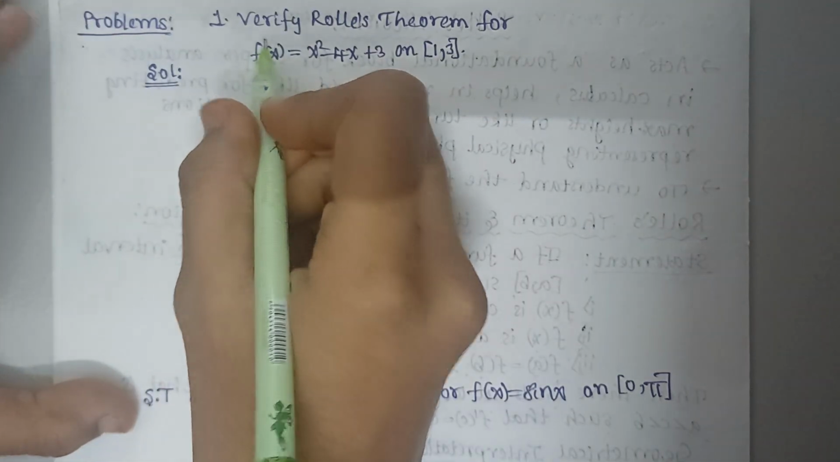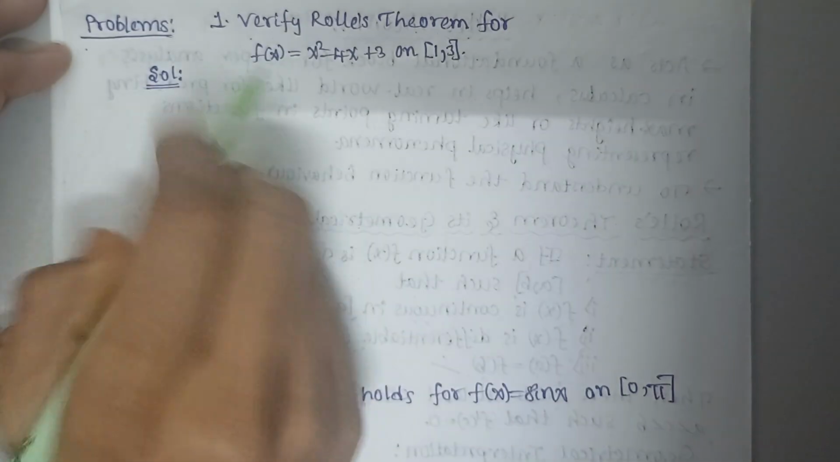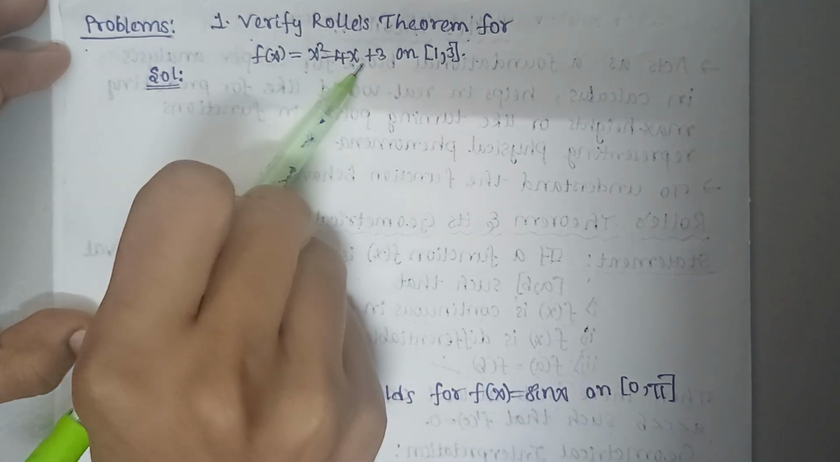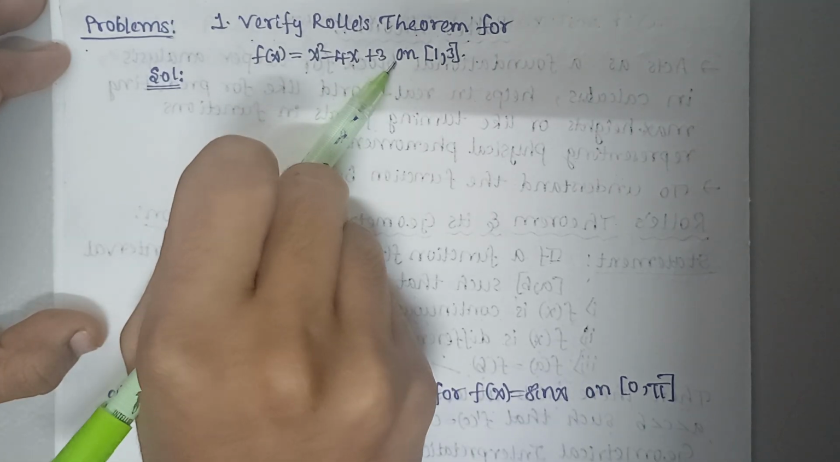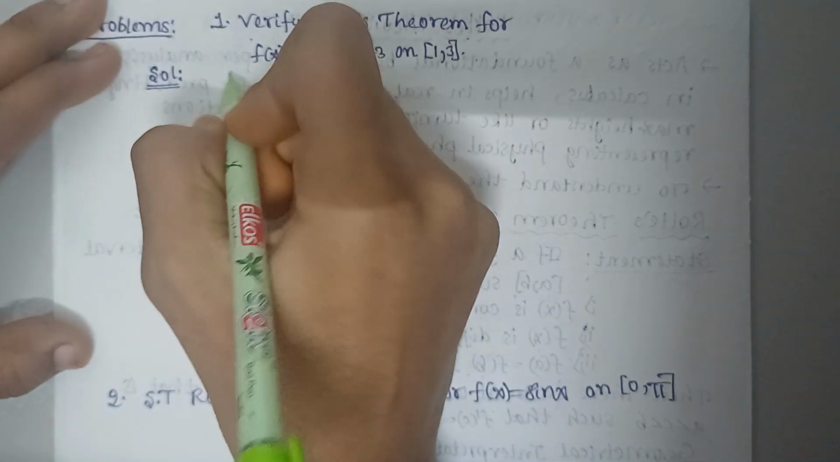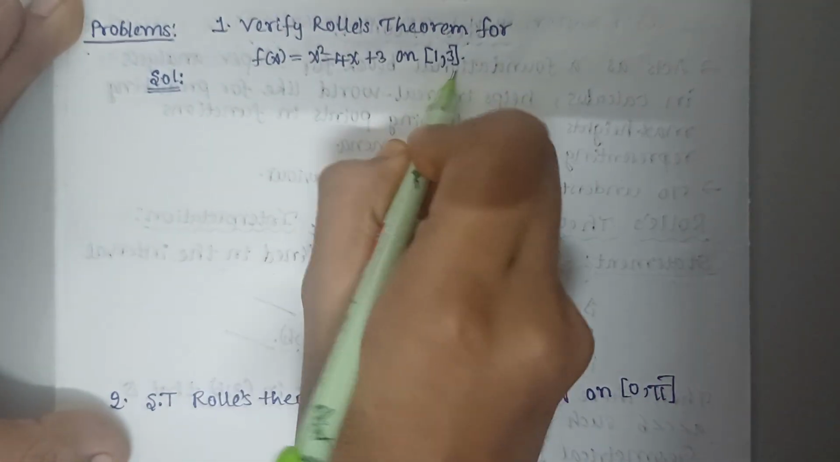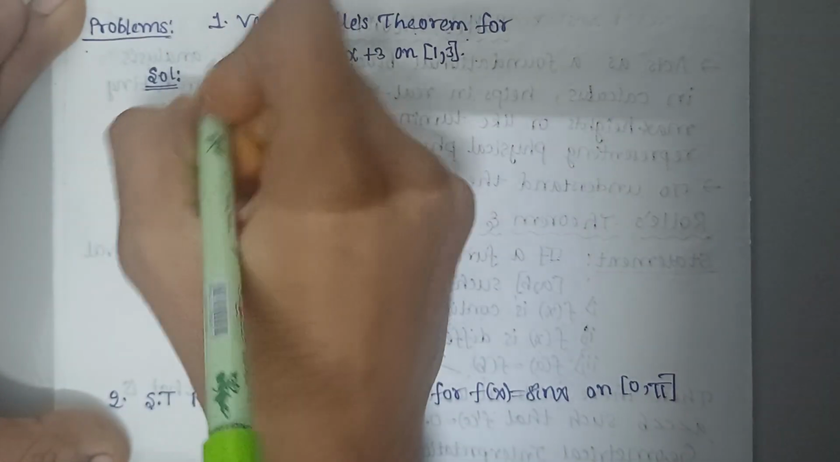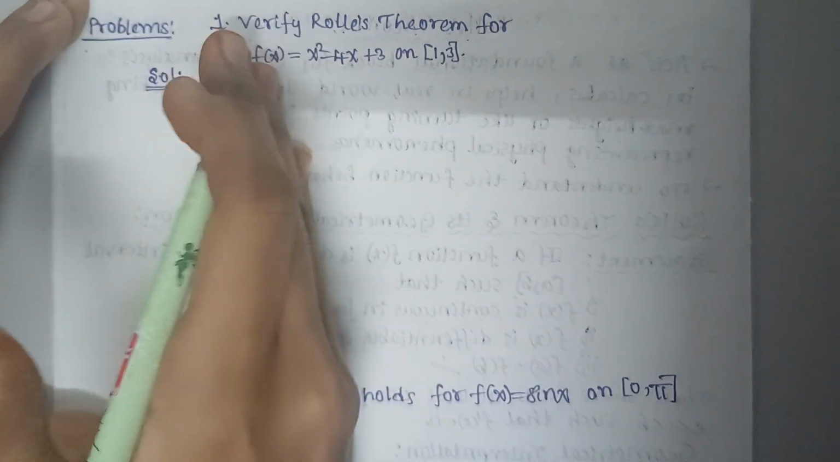Now coming to the first question: verify Rolle's theorem for the function f of x is equal to x square minus 4x plus 3, which is defined on the closed interval [1, 3]. Here, what's our first condition? It is f of x must be continuous in the closed interval [1, 3]. I'll write the first question neatly, step by step.